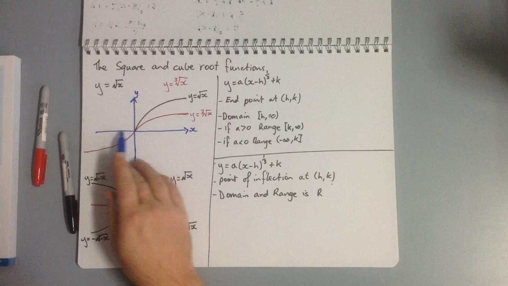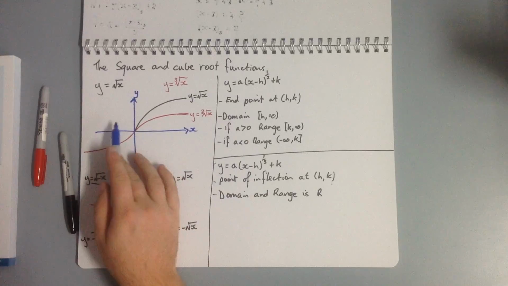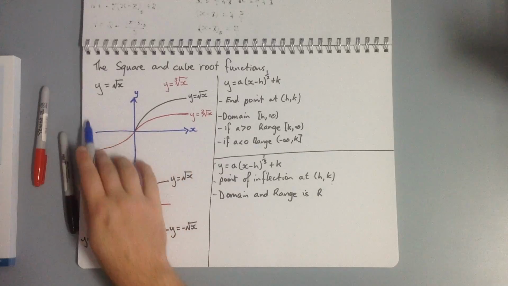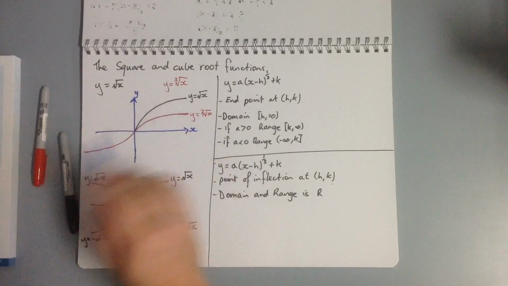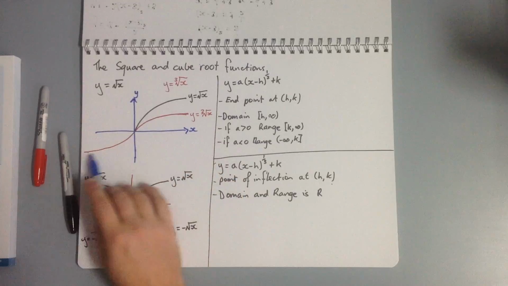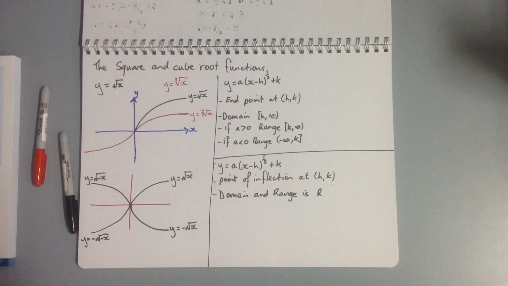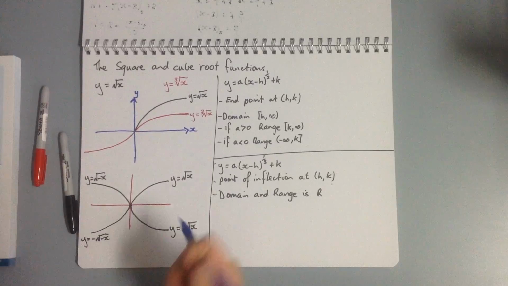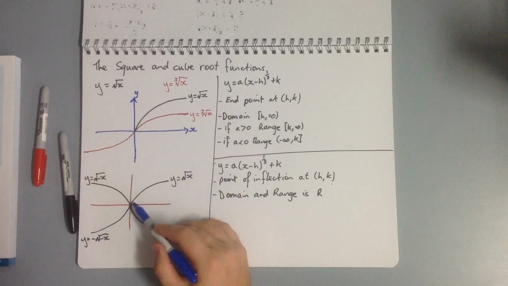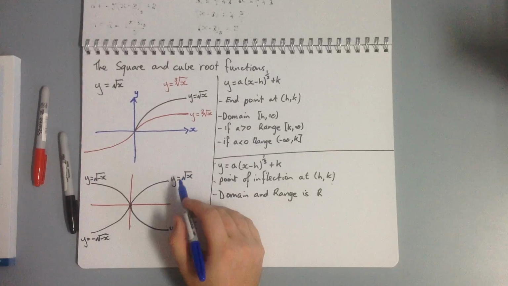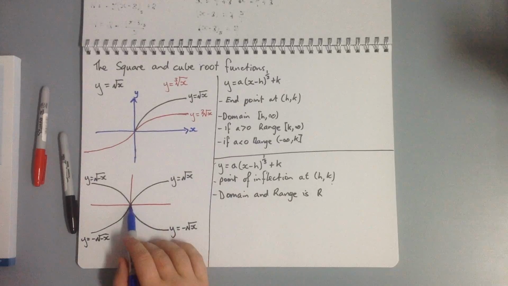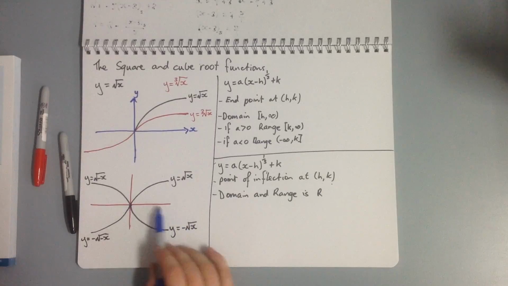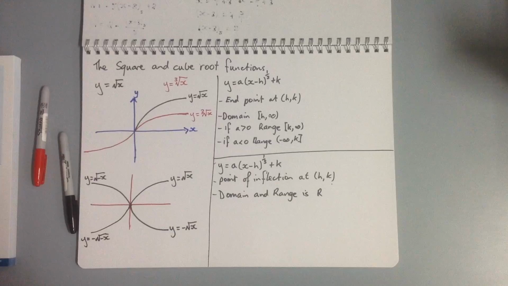We should all understand that we can't take the square root of a negative number, so we don't get anything for the black graph on this side. We can, however, take the cube root of negative numbers, so we get this full graph here. If we're looking at just the square root function, here is again our y equals the square root of x. This part here is going to be y equals negative the square root of x. We're being reflected in the x-axis.